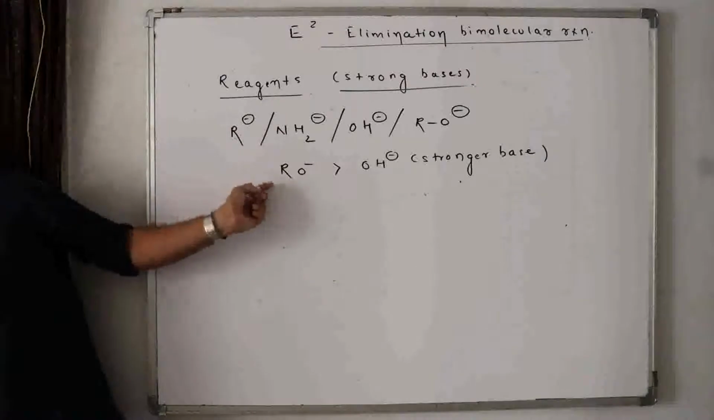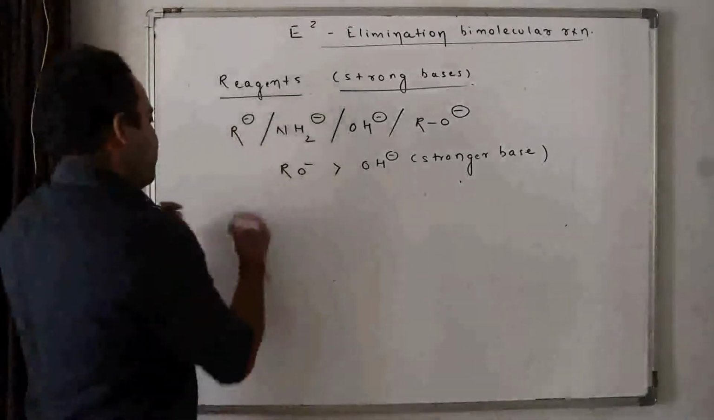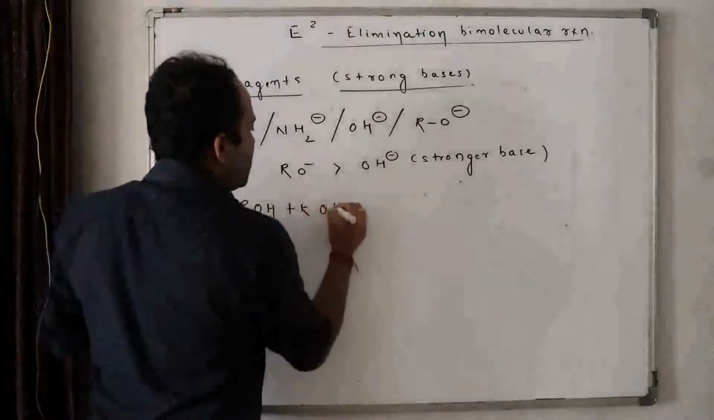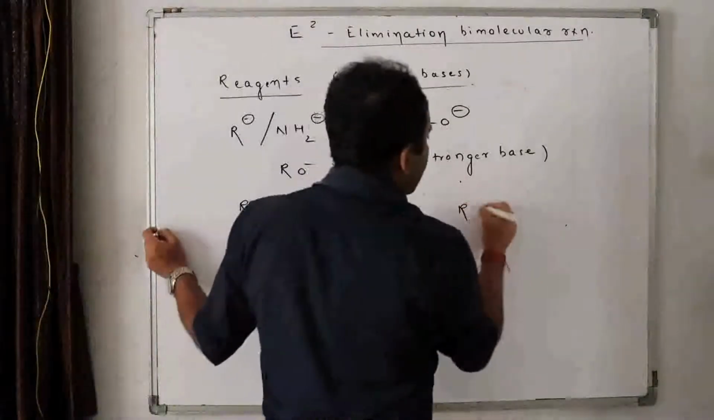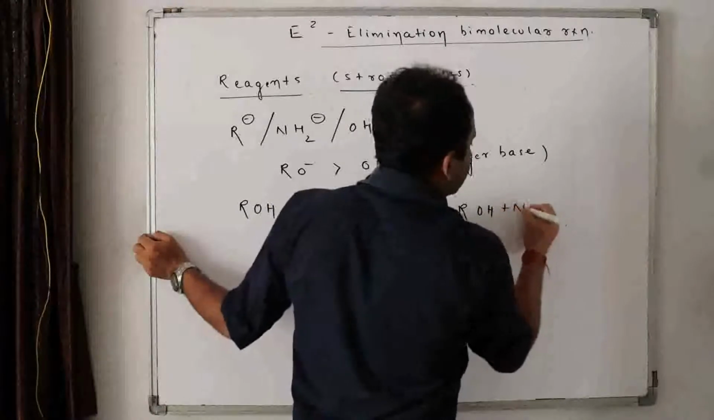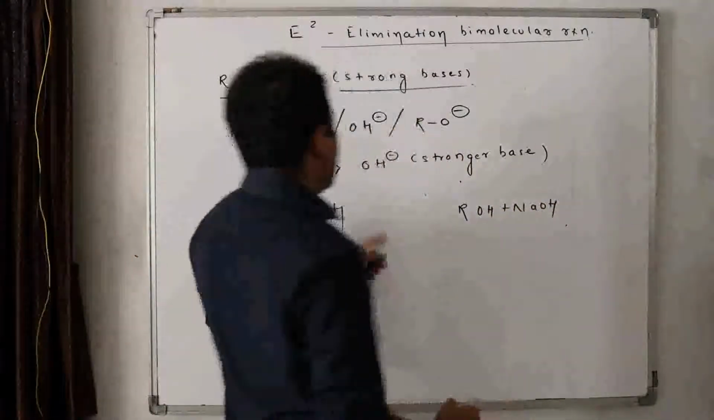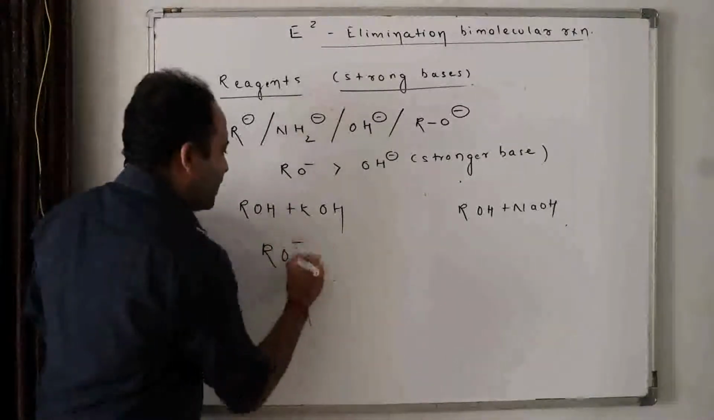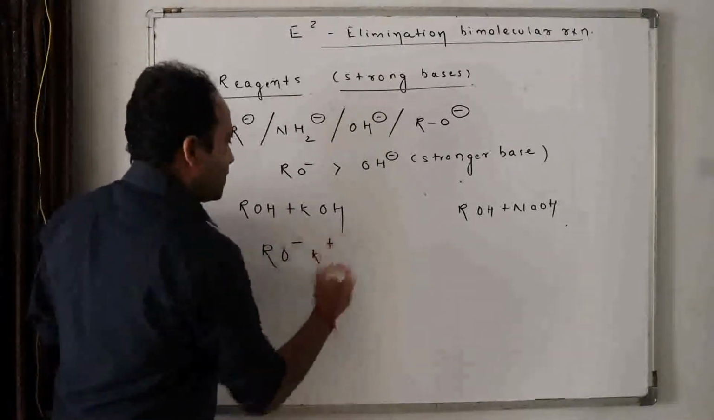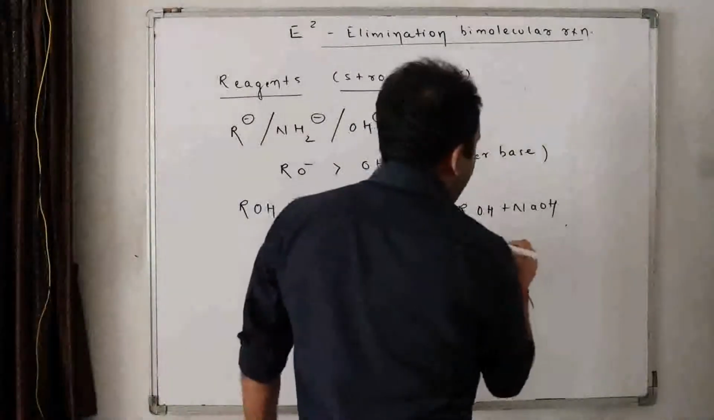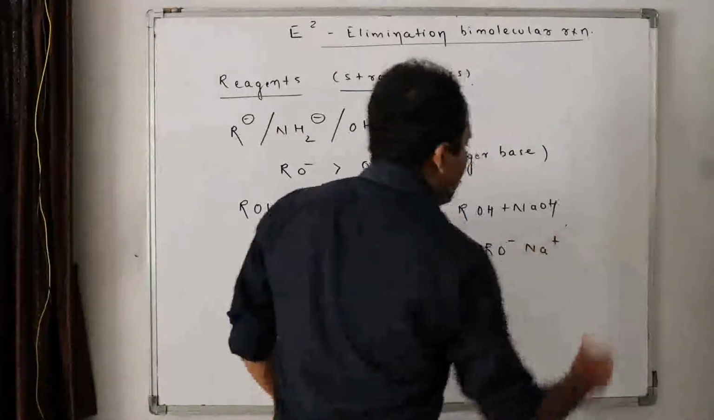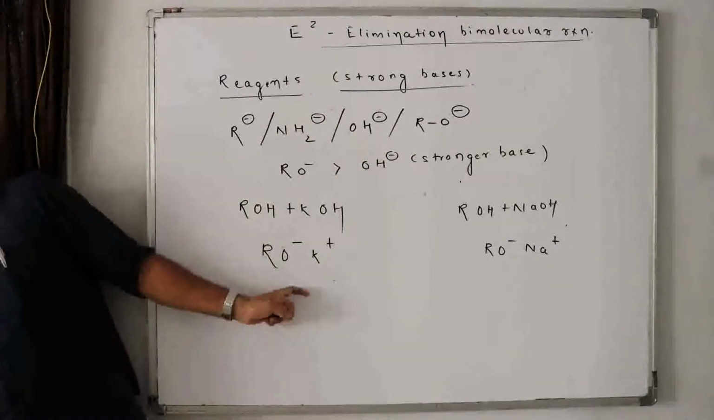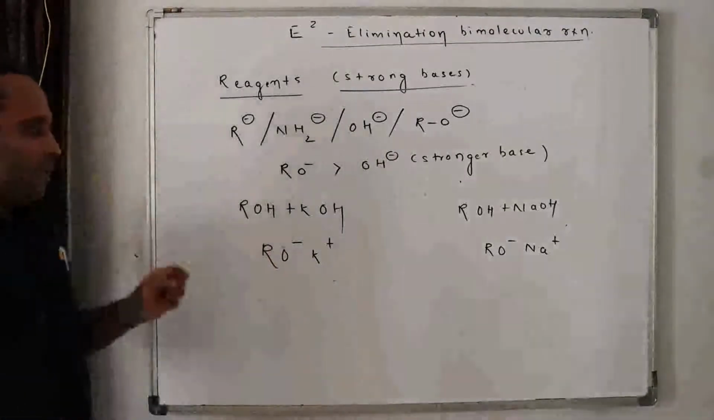Sometimes you will find it written in this manner: ROH plus KOH, or sometimes ROH plus NaOH. Don't worry, these are all the same. I can write this as RO minus K plus, or RO minus Na plus. These are only strong bases. No need to worry about that. Okay? And some more examples.